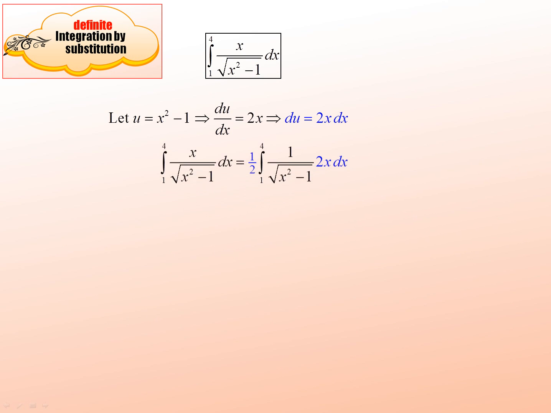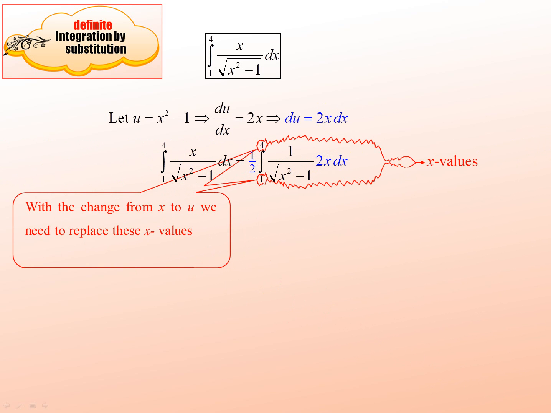So we're going to do our substitution, u equals x squared minus 1, du by dx equals 2x, du equals 2x dx. And we're going to write it with a 2x dx at the end instead of dx, and we need to balance, so we still really have x, so there's the half. Now, those are x values. When we change from x to u, we need to replace those with u values.